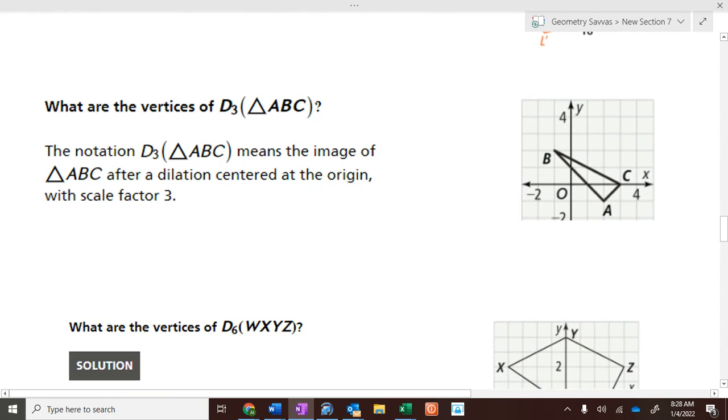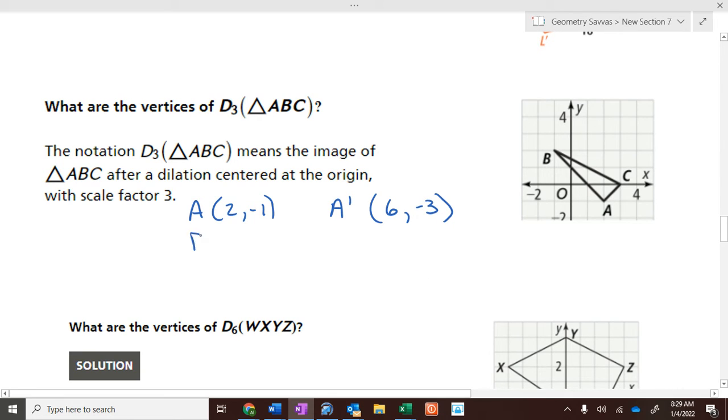All right. So this says dilate triangle ABC. It says dilate it and the scale factor is 3. Does it give a center of dilation? Nope, it doesn't give a center of dilation. So where's our center of dilation going to be from? 0, 0, the origin. So right now, A is at 2, -1. A prime will be 3 times each of those numbers. What's 3 times 2? 6. And 3 times -1?